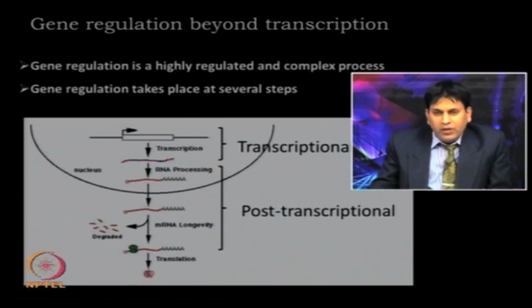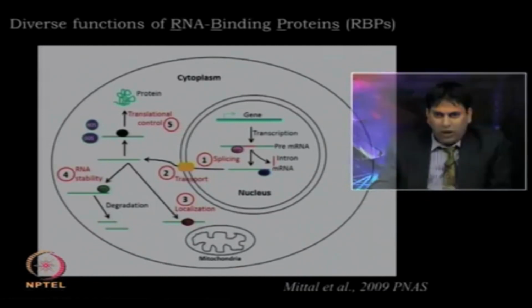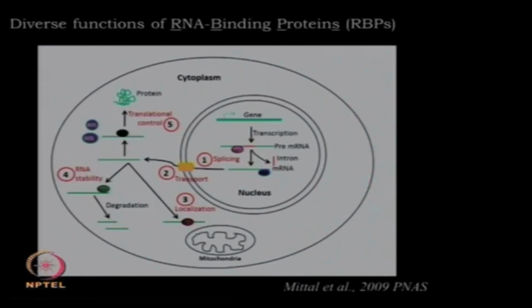Now, there is enough evidence to suggest that these post-transcriptional processes are actually controlled by a class of proteins called RNA binding proteins, among non-protein coding components such as microRNAs and non-coding RNAs. So, RNA binding proteins are now known to be involved in controlling the RNA processing, RNA longevity, as well as in the translation. Now, in particular, as soon as a gene is transcribed and a pre-mRNA is produced, splicing associated RNA binding proteins bind to the pre-mRNA and convert it into mature mRNA by splicing of the introns.